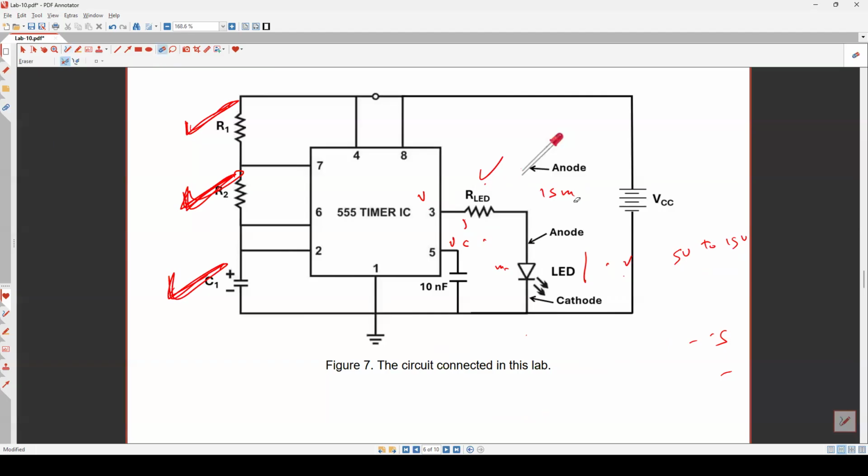One more thing I forgot to tell you. This is how the LED looks like, okay? How can you know what is the anode and the cathode? Very easy. You can see here, we have one terminal that is longer than the other one. The long one is the anode. The shorter one is the cathode, okay?